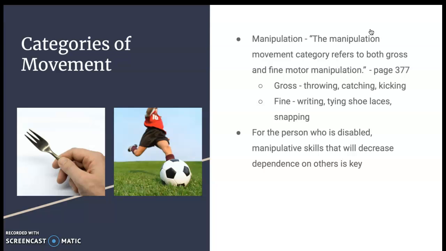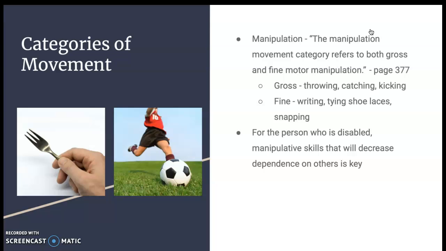The third category is manipulation, which refers to both gross and fine motor skills. Gross movements include things like throwing, catching, kicking, and fine motor skills, as we know, are smaller movements like cutting with scissors, tying shoelaces, snapping, typing, things like that.